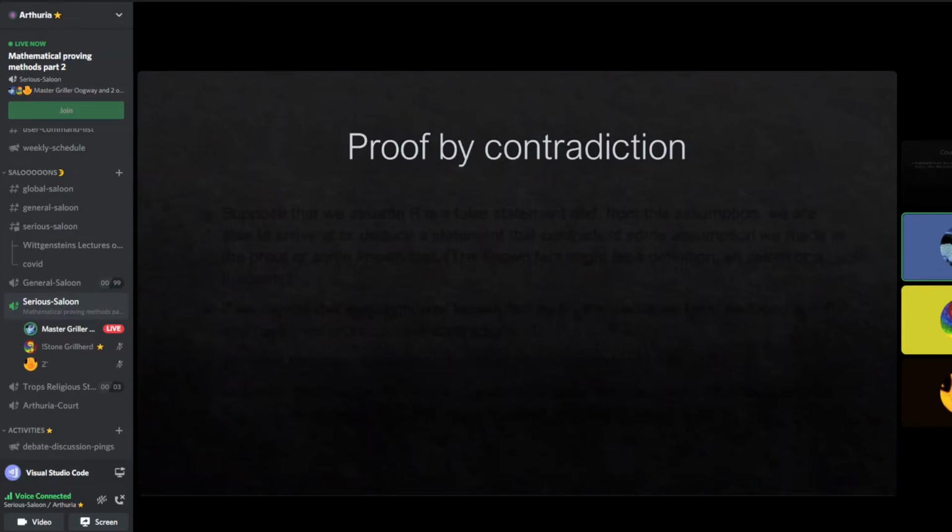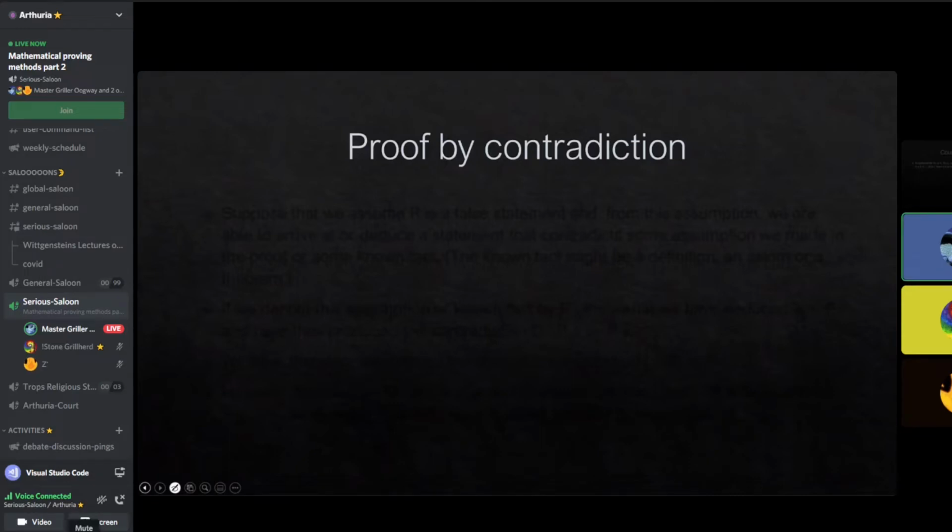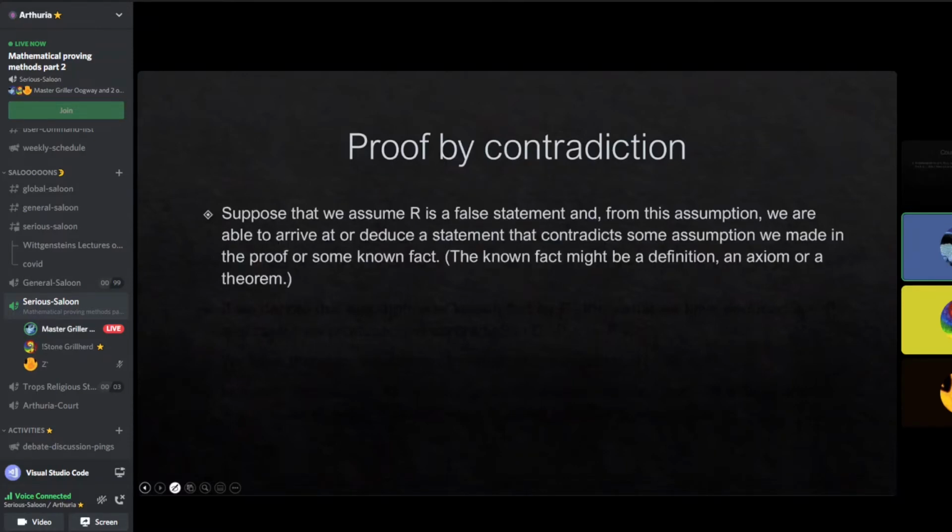Proof by contradiction might be the most common way in which we prove things in mathematics. I already assume that a lot of you have already been introduced to some formulation of what it means to prove by contradiction. And what I'll be stating is just a more concise presentation of what you already probably know. So when we have a statement, suppose that we want to show that some statement R is true, right?